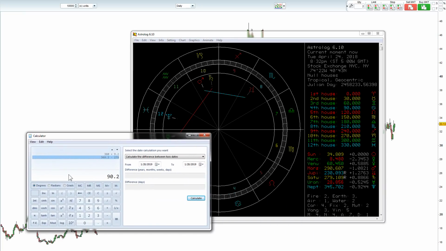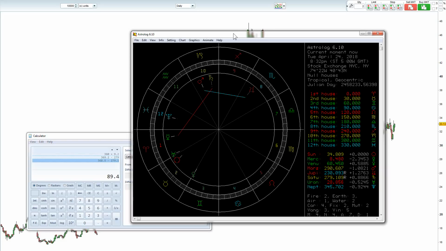So now I'm going to measure yet again, and I see that Mercury is at 368.5, and I subtract out Saturn's 279.1. That gives me 89.4, so that's close. Needs to be a little bit further. Right there, probably.